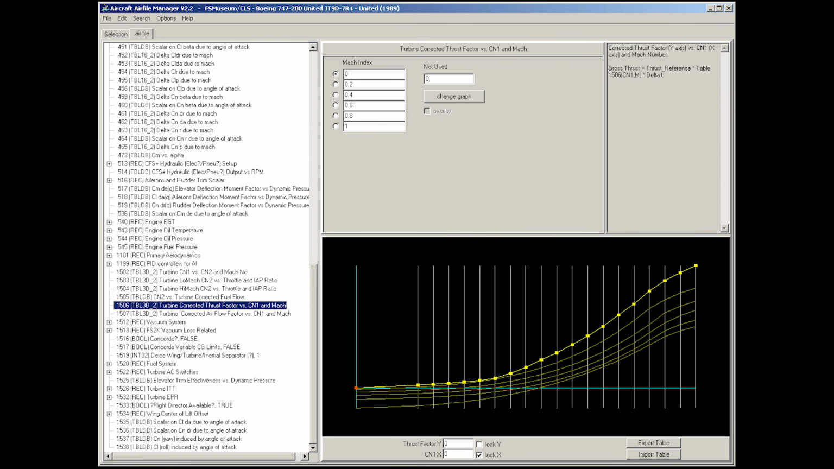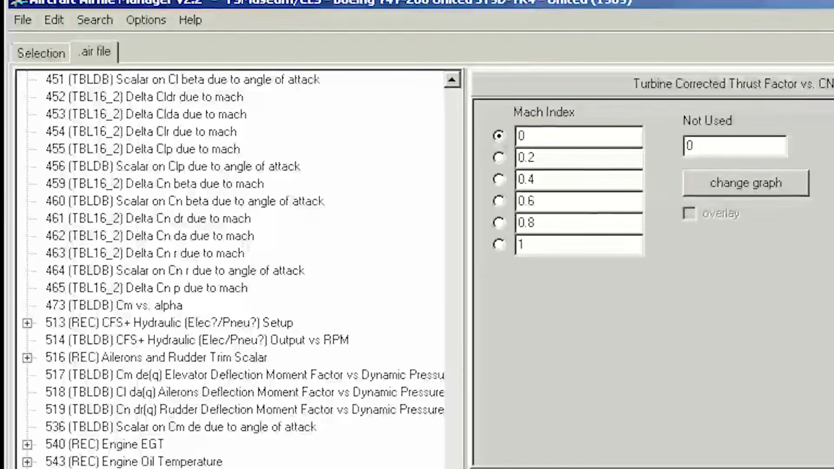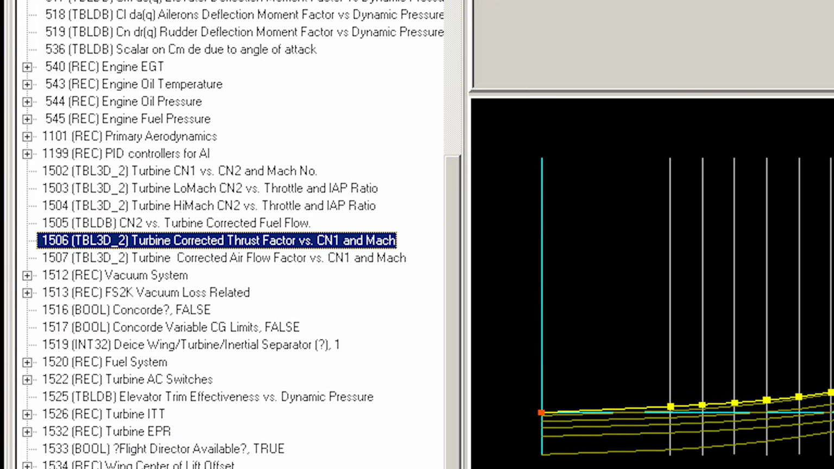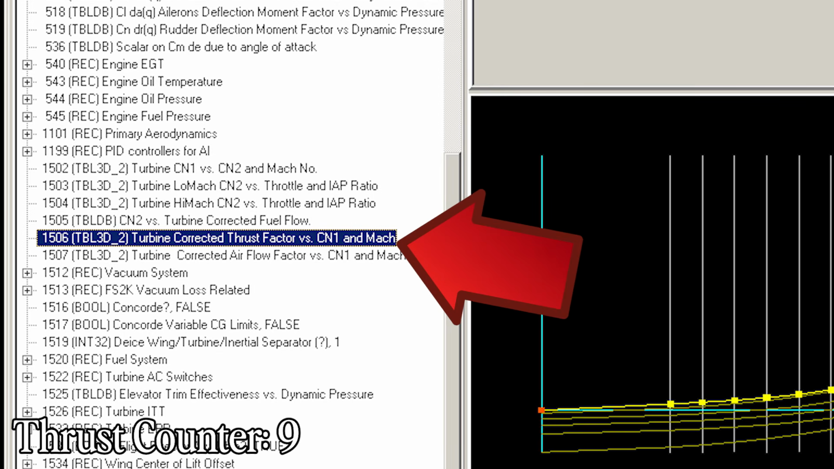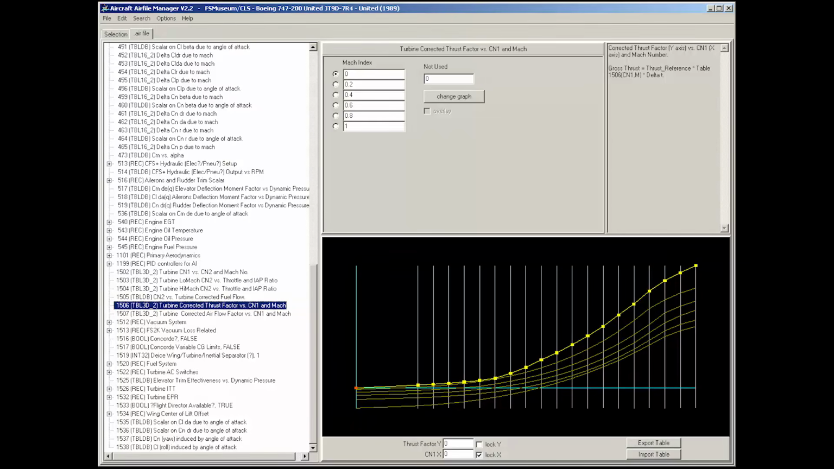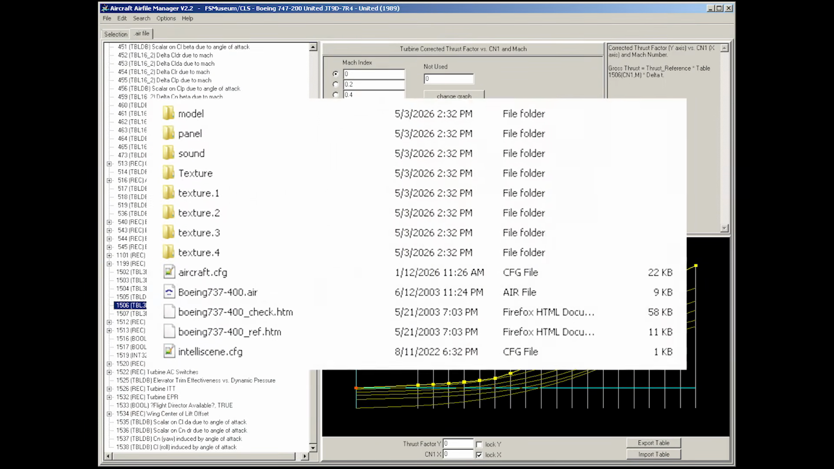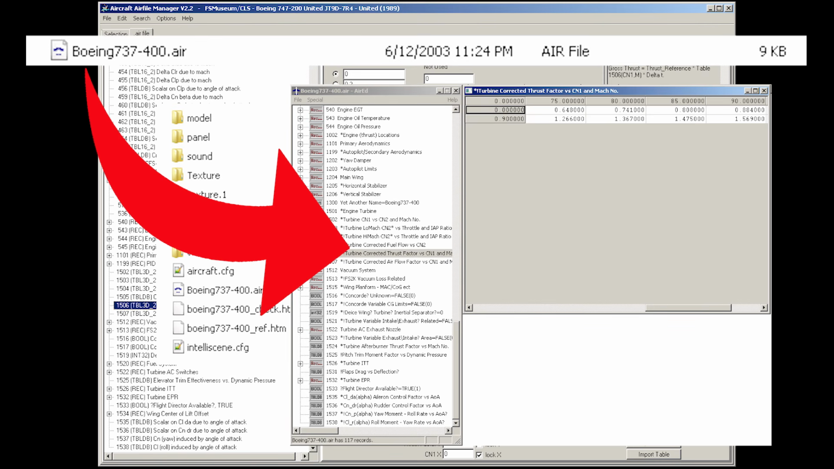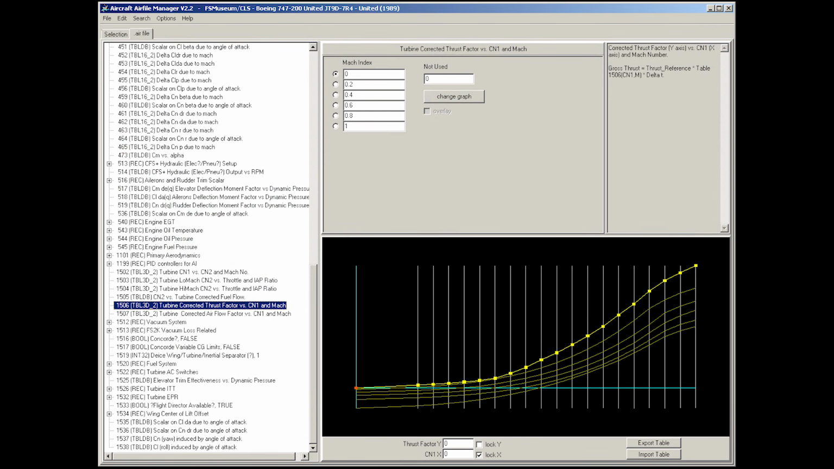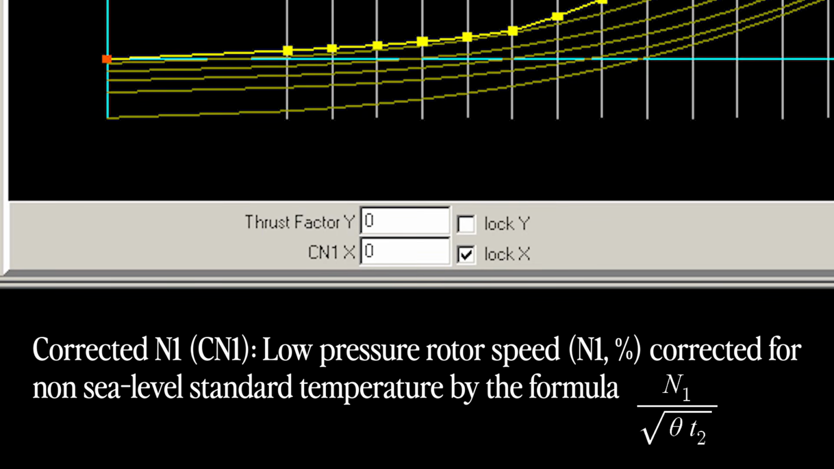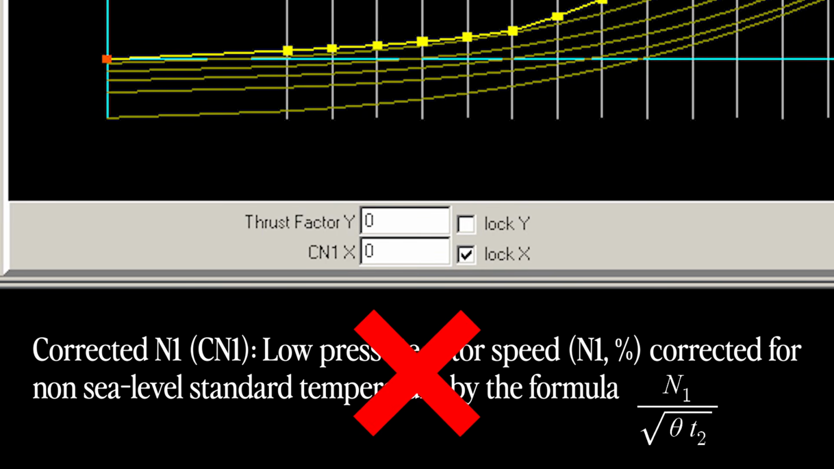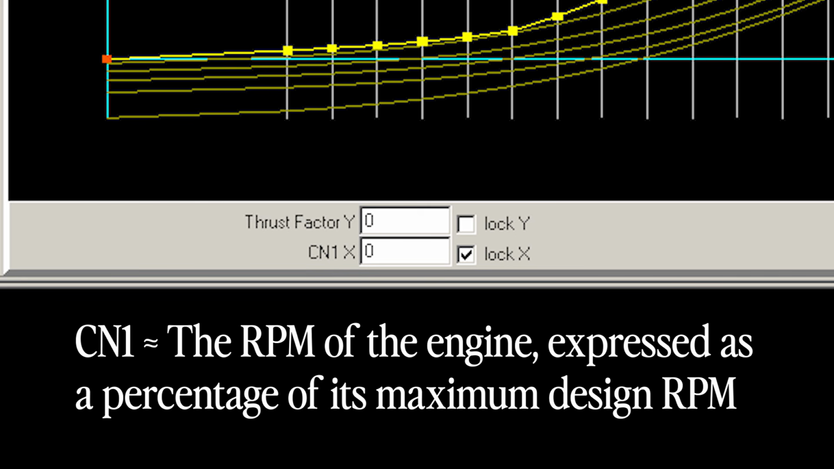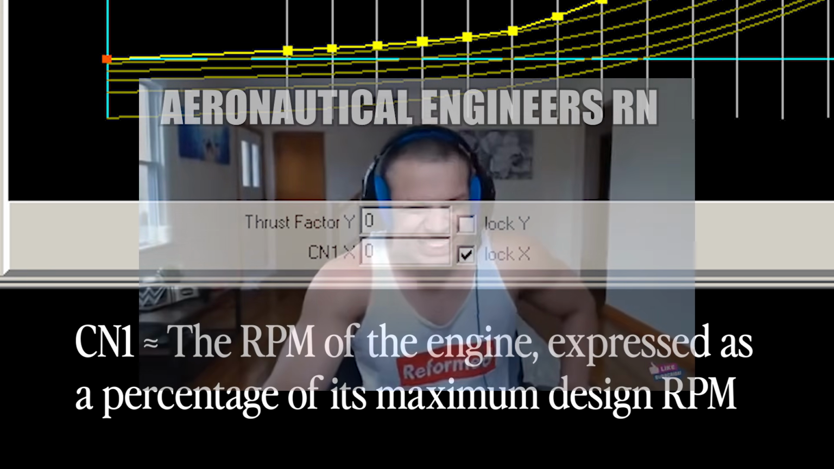Most of the functionality isn't relevant to us right now. The only part that matters to this discussion is this graph, thrust vector versus CN1. The data to create this graph come from table 1506 of the aerodynamics or .air file for any given jet aircraft in the simulator. Don't worry about what CN1 on the x-axis means. For our purposes today, think of it as the RPM of the engine expressed as a percentage of its maximum, going from 0 to 100%.